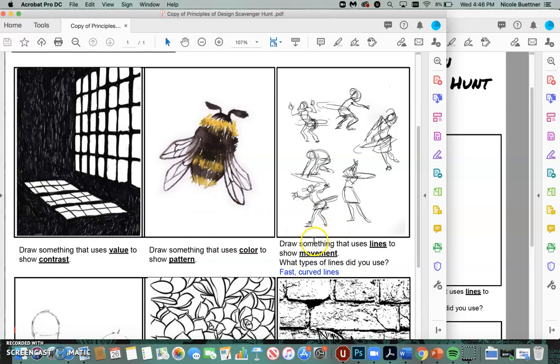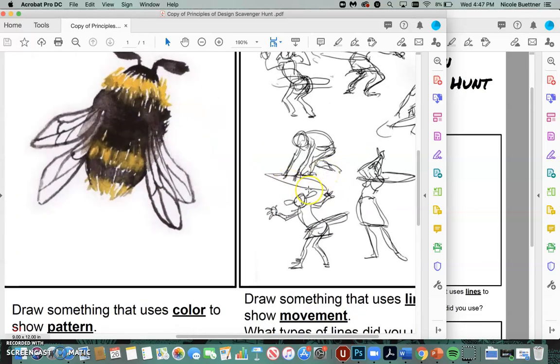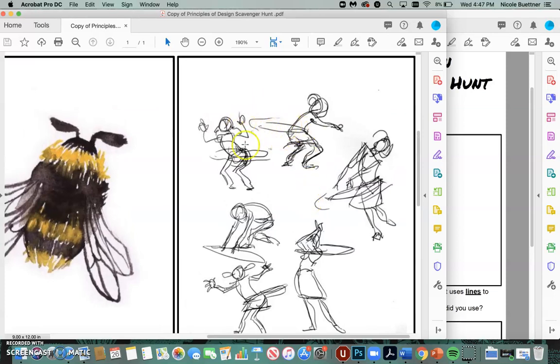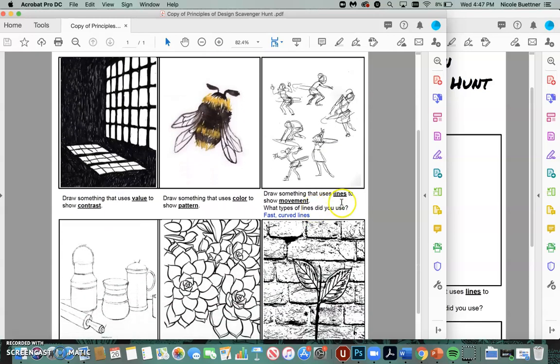All right, next, draw something that uses lines to show movement. This might be a tricky one for some of you because when you look out into your house or outside, you might not see movement right away. So an artist has to kind of use their imagination to show the illusion of movement. One way you can do that is with lines. I'm just using these little sketchy figures that are moving in different ways. Obviously you can tell they're moving because their body is positioned in a way in which it looks like they're moving. But I'm adding some special curved lines around them. These are called movement lines. And when an artist uses those movement lines, it shows the illusion that the person is moving even more. So try and think of a way that you can use lines to show movement.